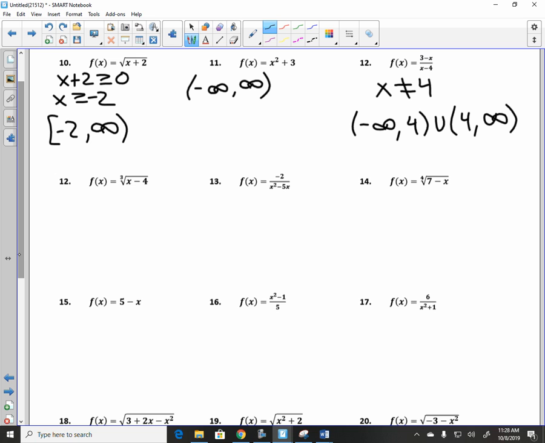This 12. Are cube roots a problem? No. Number 13, I've got a rational function. Can't divide by 0. So what would give me 0 in the denominator? Yes, x can't be 0 or 5.